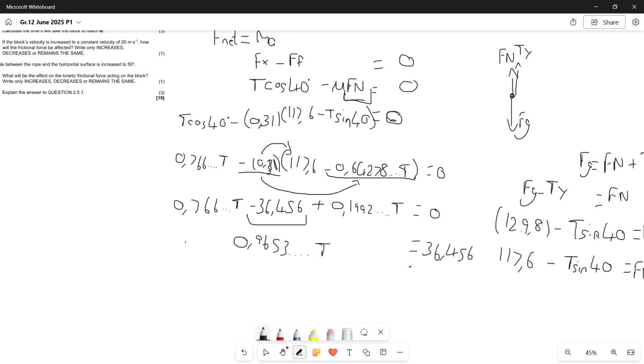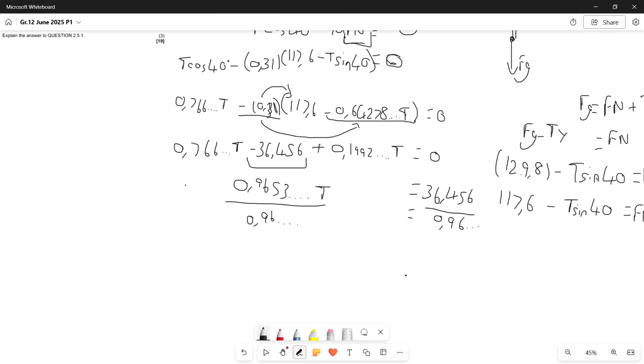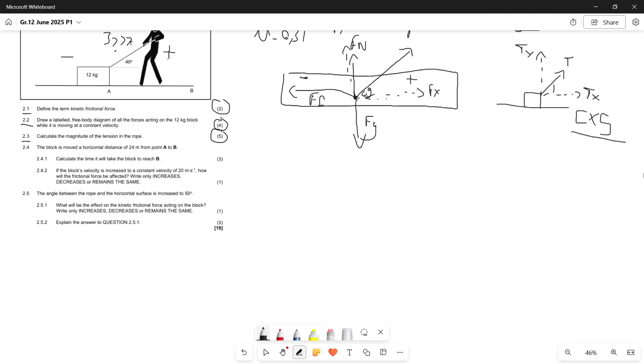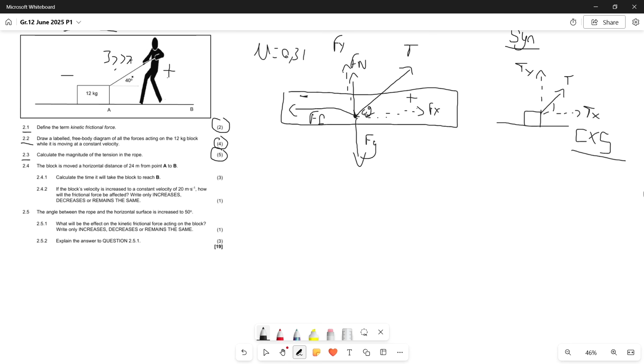0,9653 T. And then we can just go ahead and divide by this 0,96 and the 0,96 over here. And our final answer over there for tension is 37,77 newtons. And that is our final answer for tension. So we just earned 5 marks there, and we have the tension in the rope over here.